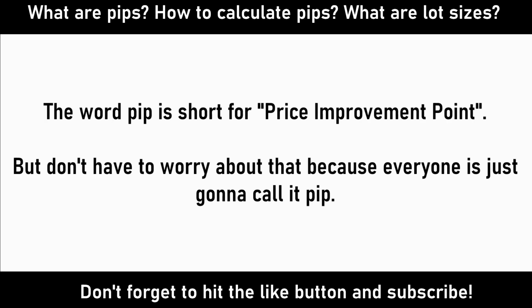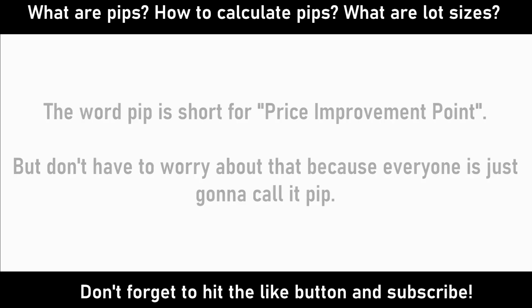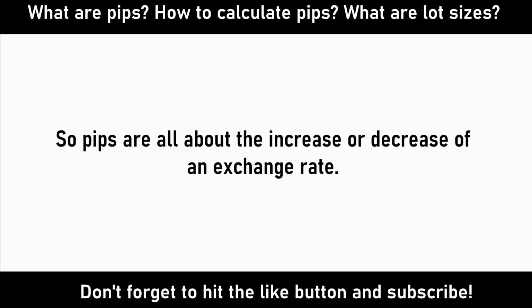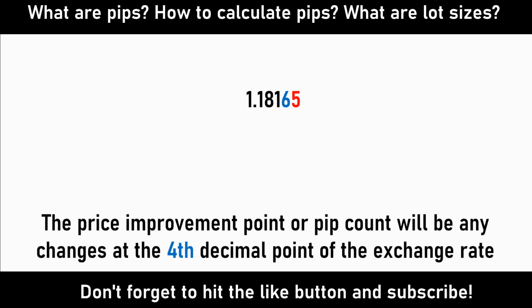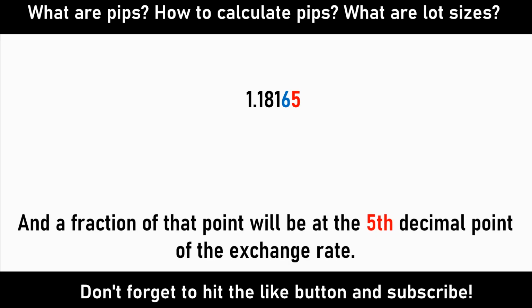The word pip is short for price improvement point, but you don't have to worry about that because everyone will be calling it a pip. So pips are all about the increase and decrease of the exchange rate. Now let's imagine EUR-USD is exchanging at this current exchange rate. The price improvement point or pip count will be any changes at the 4th decimal point, and the fraction of that pip will be at the 5th decimal point.